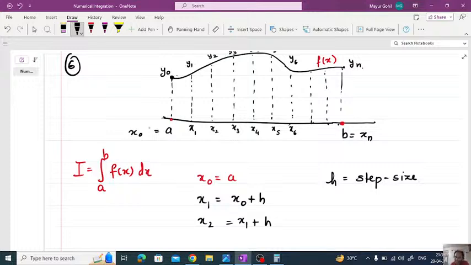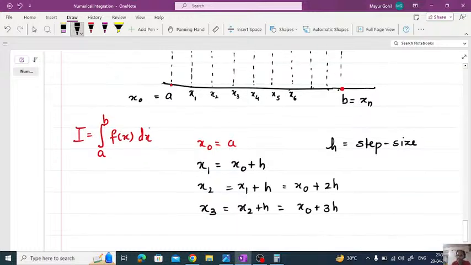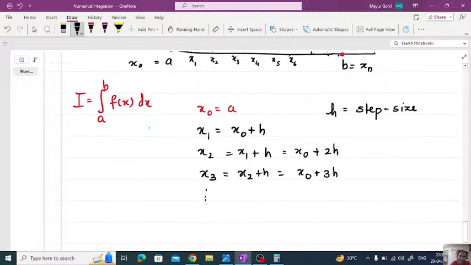Now, how is x2 related to x naught? It is going to be x naught plus 2h. Then x3 will become x2 plus h, and now this is x naught plus 3h, and like that. So till last, when I reach xn, it will become xn minus 1 plus h, and that is nothing but x naught plus nh.